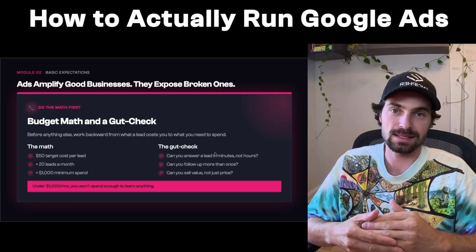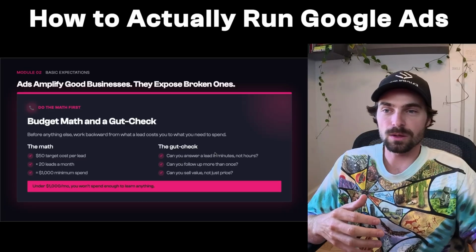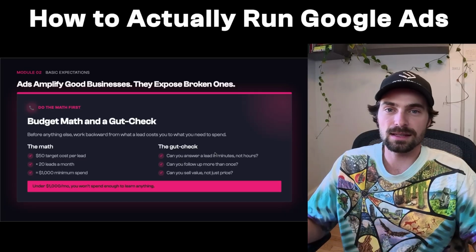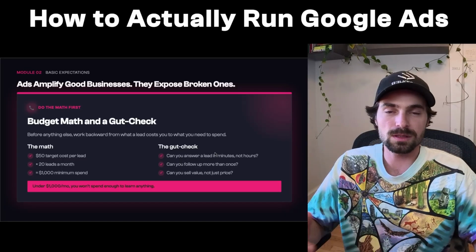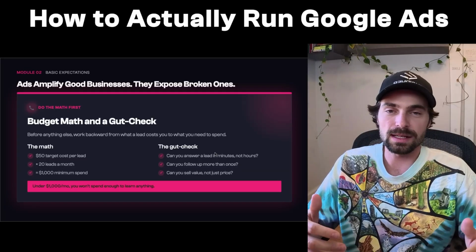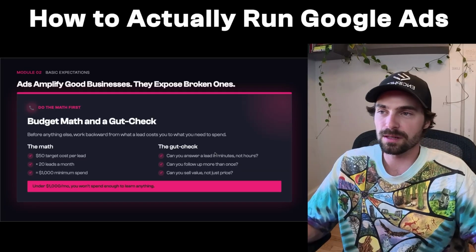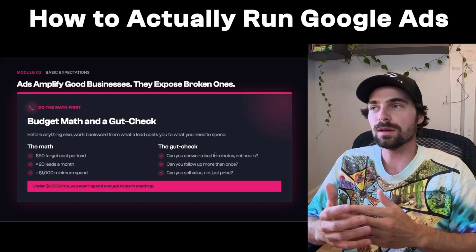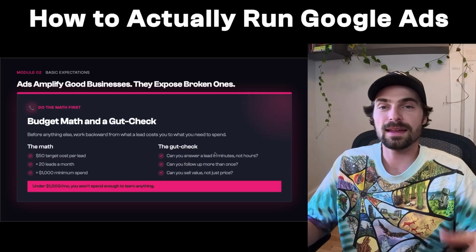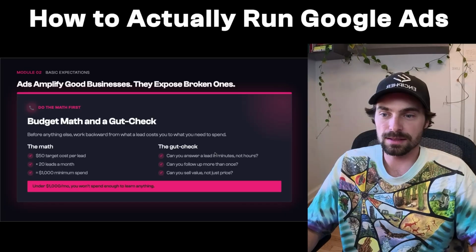They're really good businesses. The people that don't get good results from Google Ads and say that it doesn't work are the people that don't respond to their leads, and they treat Google leads like referrals, where they can take days to follow up and the person's already pre-sold on you. So Google Ads amplify good businesses and they expose broken businesses.